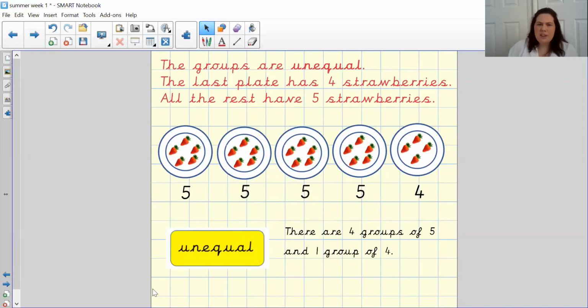So, the groups are unequal. The last plate only has 4 strawberries, whereas the rest of them have 5, as you can see. So these are unequal. There are 4 groups of 5, 1, 2, 3, 4, and one group of 4, 1 by itself, which means that it's not that easy to count.